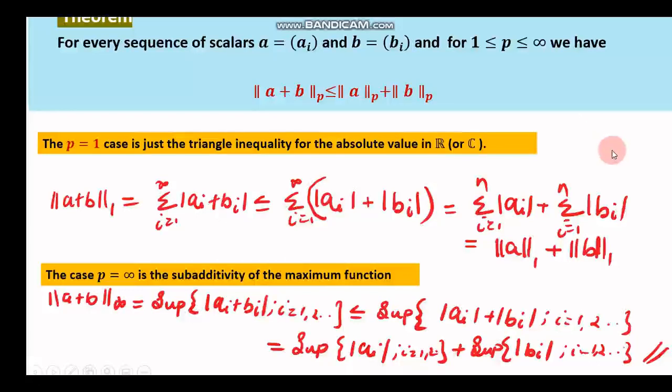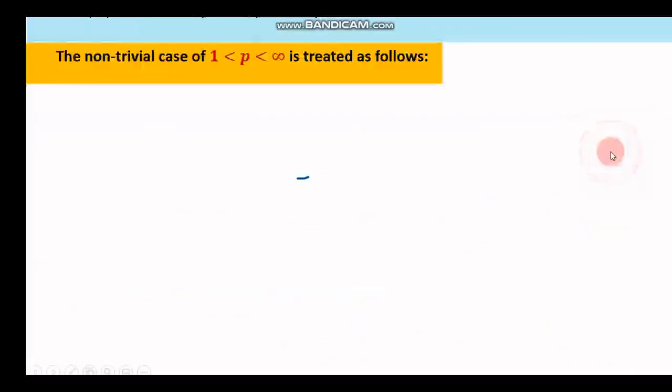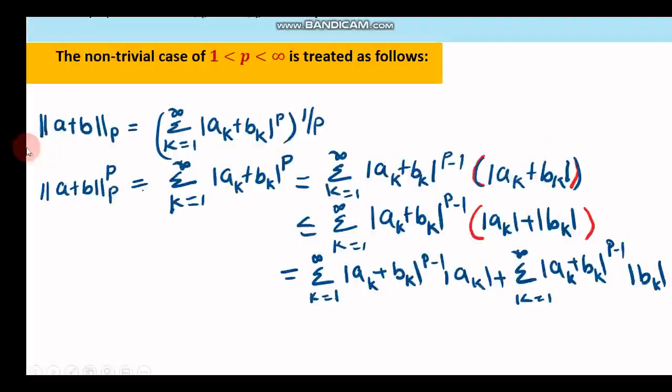Now the non-trivial case, that is 1 less than p less than infinity. Let's see what happens. The p-th norm of a plus b is defined as sigma k equal to 1 to infinity modulus of a_k plus b_k raised to p, whole raised to 1 by p. Now take the p-th power. Norm of a plus b raised to p is equal to sigma k equal to 1 to infinity modulus of a_k plus b_k raised to p. Whole raised to p times 1 by p becomes 1.